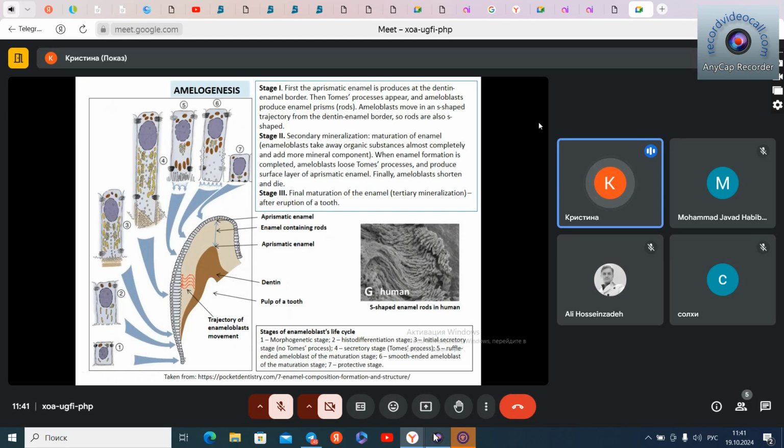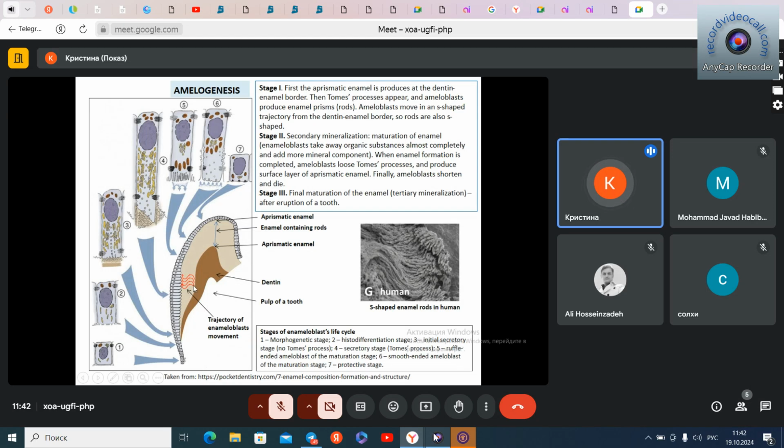In this slide, the amelogenesis is shown. So first of all, the pre-ameloblasts are cuboidal cells without any processes. They start to produce enamel. First they produce aprismatic enamel, which contains no prisms or rods. Then the Tomes process appears on the surface, apical surface of the ameloblast, and when this process appears, the cell starts to produce rods.